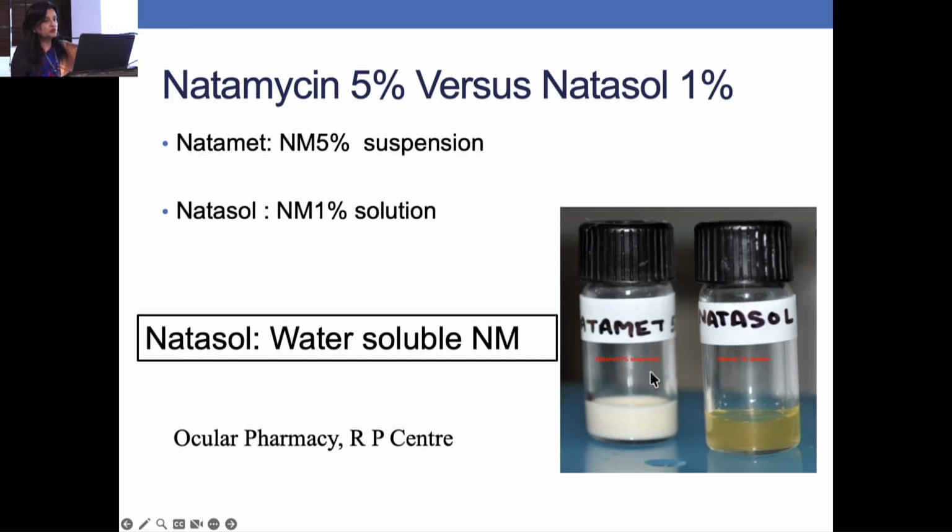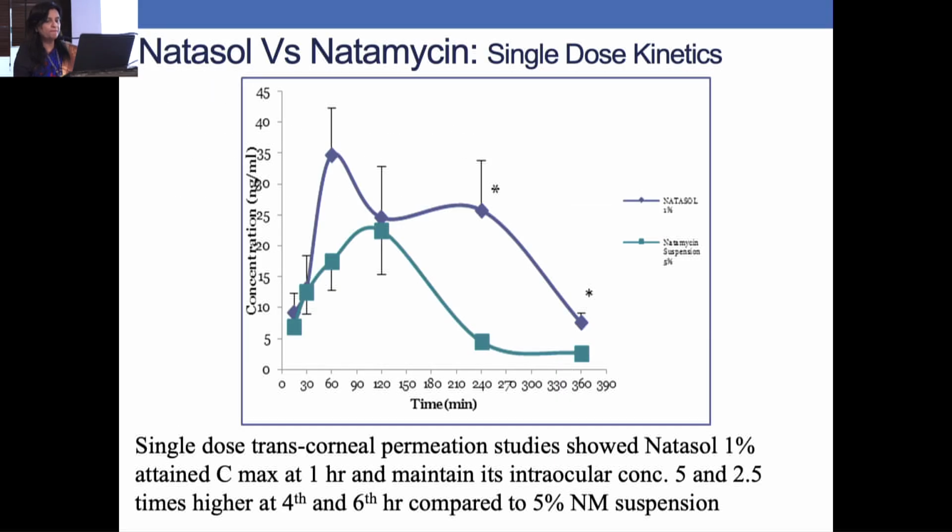This is something that we've been working on. Natamycin is a suspension, whitish, like this. But in RP Center Ocular Pharmacy, we have linked it to a polymer so that it becomes soluble like this. So its penetration would increase much more, and we've patented this Netasol. We found that the levels of Netasol are also higher and it stays for a prolonged period of time.